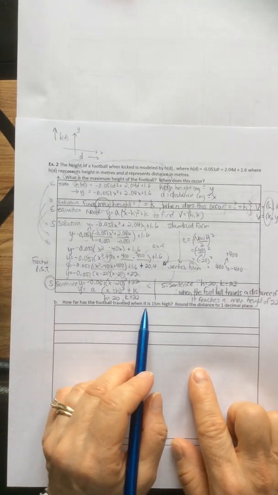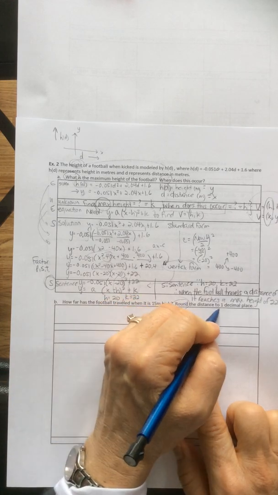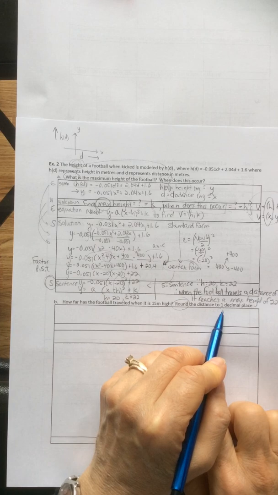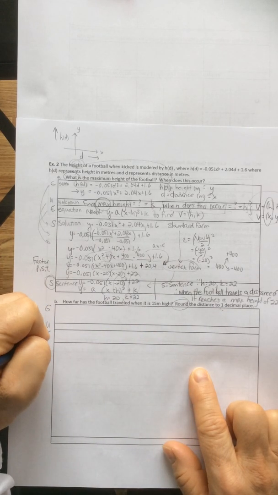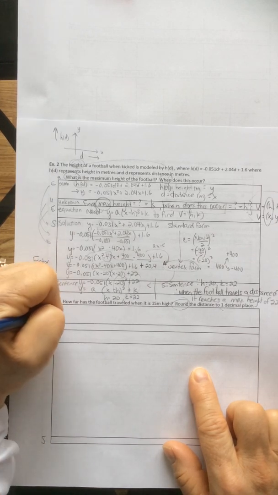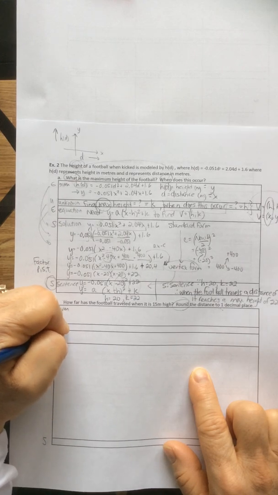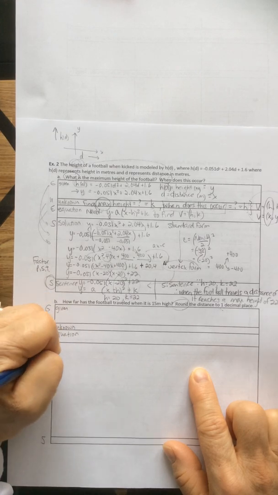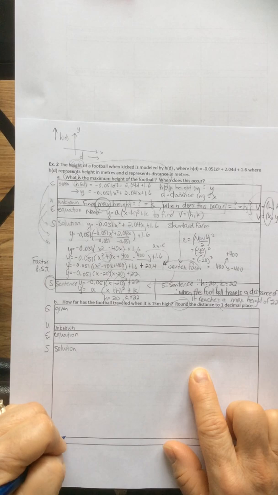How far has the football traveled when it is 15 meters high? Round the distance to one decimal place. The fact that we've been asked to round should create some kind of a reminder that the quadratic formula is when we have to round. So that's a heads up. All right, so GUESS: G is given, U is unknown, E is the equation, S is the solution, and the last S is the sentence.